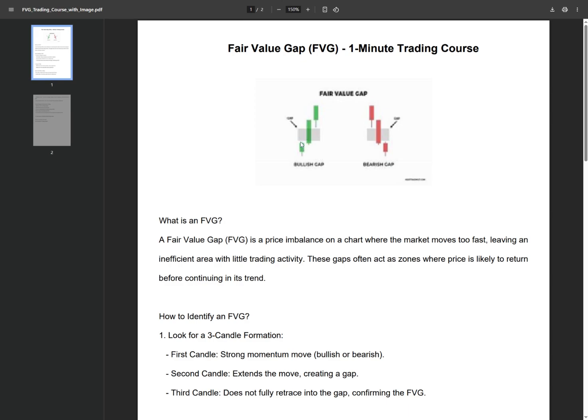If the wick went all the way up here, like all this wick going all the way down here, then there wouldn't be a fair value gap. But due to the fact that there's a gap between this first candle and this candle right here, that is called a fair value gap. There are two types of fair value gaps. We have the bullish fair value gap, which is this one on the way up, and the bearish fair value gap, which is these three consecutive candles right here.